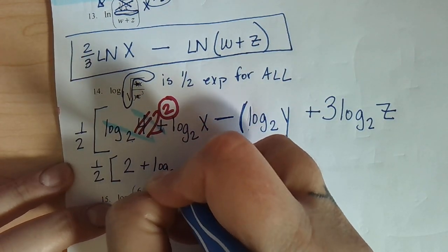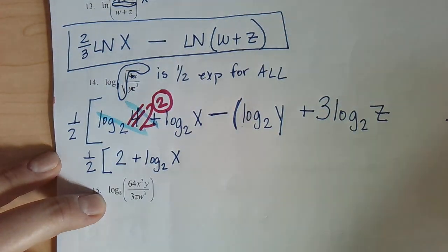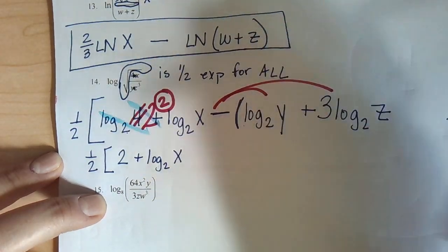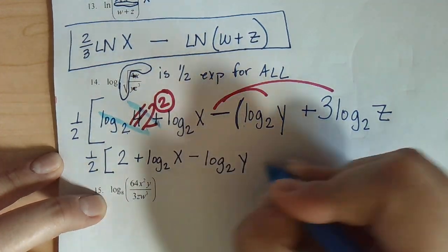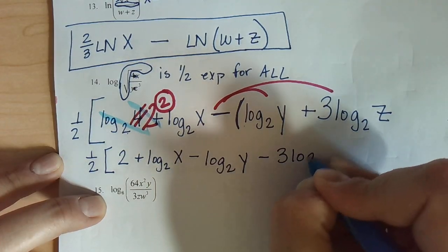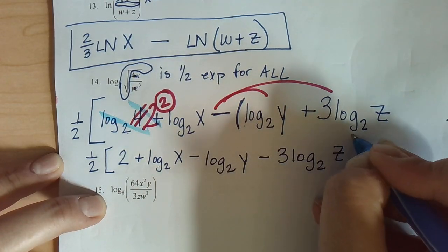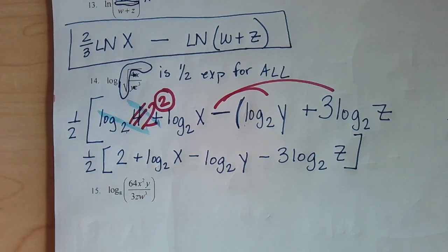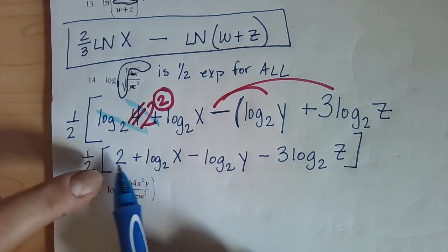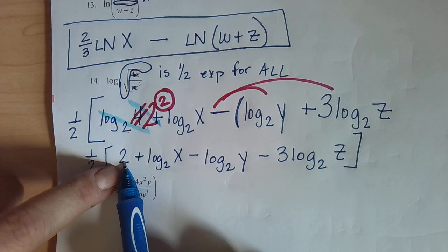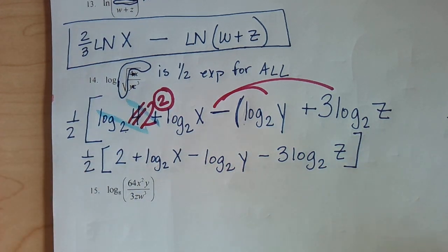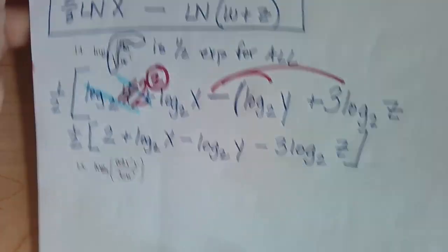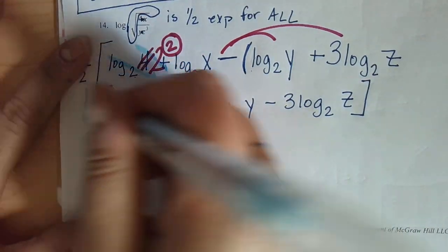Plus log 2x. Let's go ahead and distribute this negative. So we'll have minus log 2y minus 3 log 2z. And then if you wanted to distribute even more, just remember that when 1/2 multiplies by 2, half of 2 is a 1. So this answer would have a 1 in it if we were to distribute anymore. Okay, but that's good enough for that one.